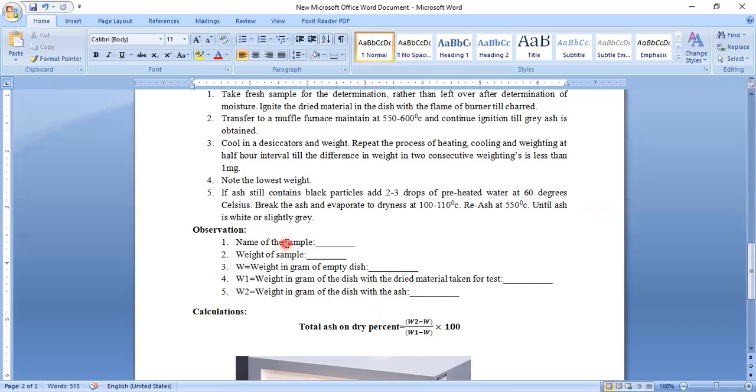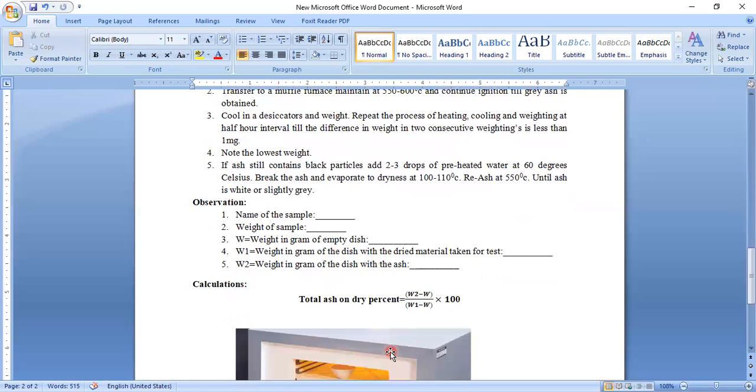So by finding out all these observations, we will find out the total ash content on dry percent. It is equal to W2 minus W, which is the final weight of your ash, divided by the initial weight of your dried sample, into 100.